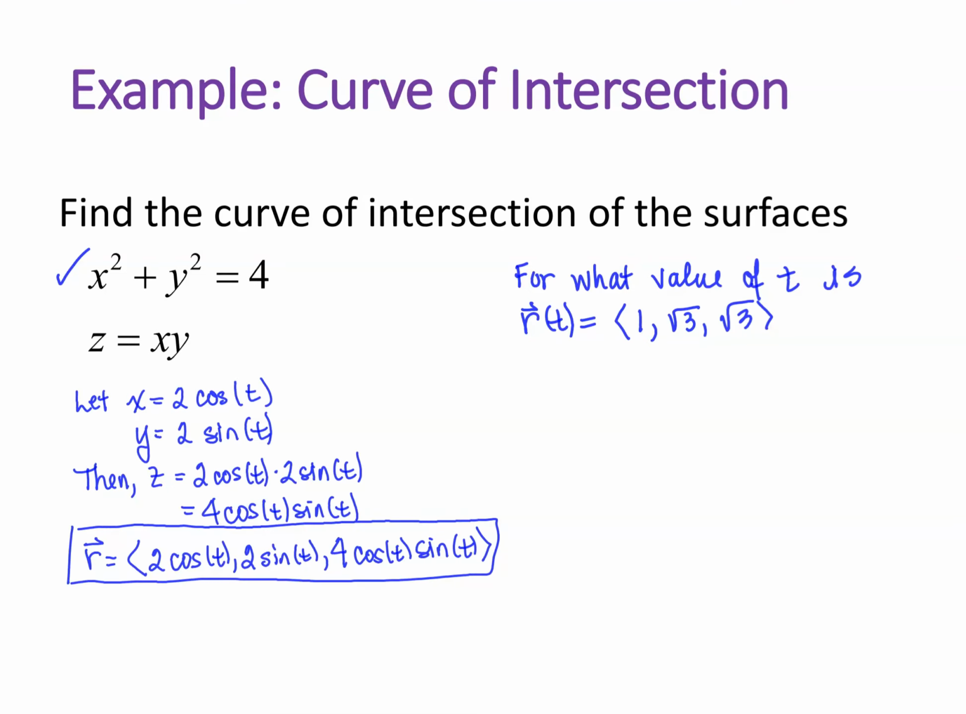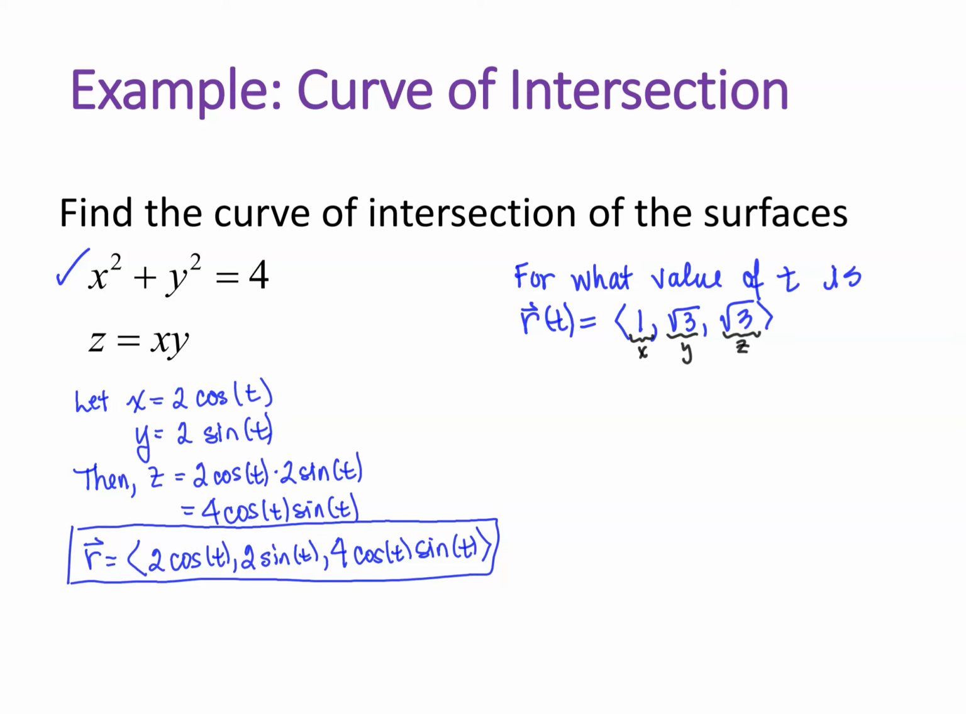So let's take a look at one last idea here, and that is, of all of the infinite number of points that live on that curve of intersection, what value of t would provide the location of a specific point? In the case that I have here, we're interested in the value of t that would provide us the location of (1, square root of 3, square root of 3).